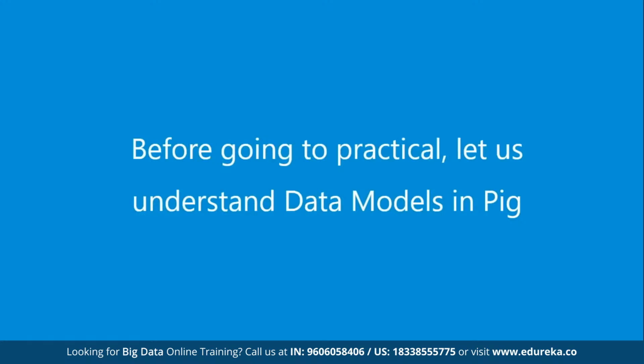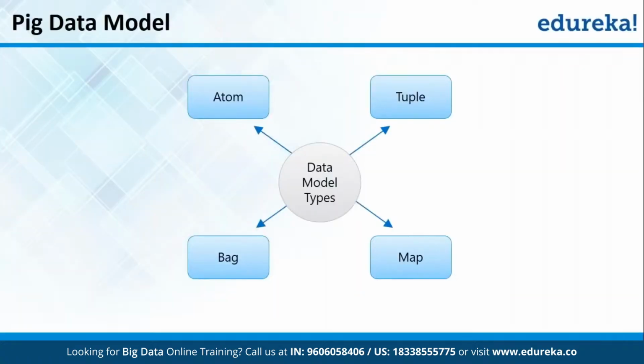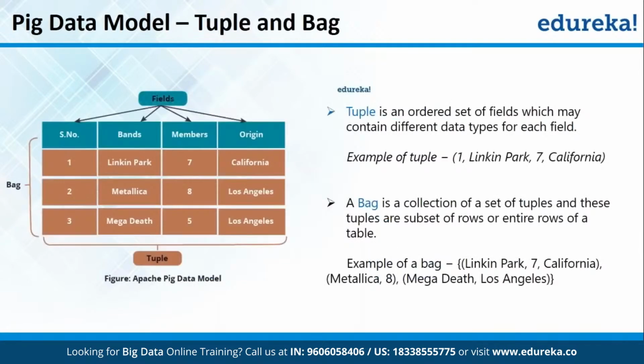Before going to the practicals of executing the Pig script, let us understand the data models in Pig. There are basically four major data models in Pig. One is atom, the other is tuple, the third one is bag, and the fourth one is map. We'll understand each one of them one by one. First we'll understand what is a tuple and what is a bag, because these two are used generally together.